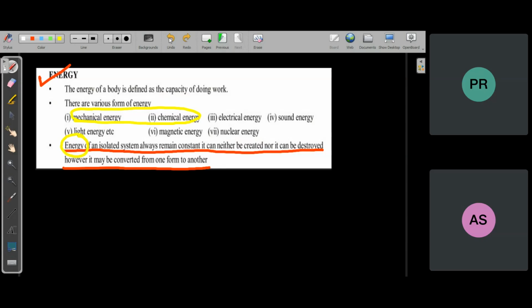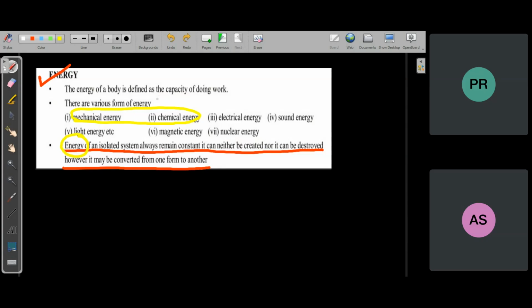Are you getting? So the sum of all energy of an isolated system remains constant. In this statement that I am making, that the energy of an isolated system remains constant, energy means all forms of energy added together, the total energy. Okay.